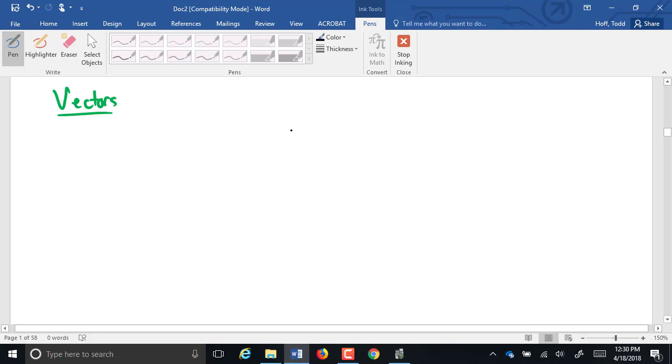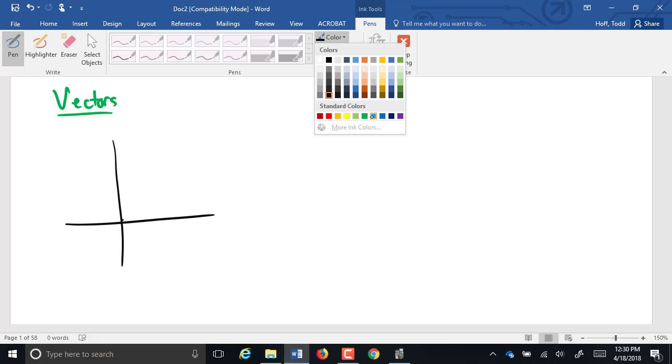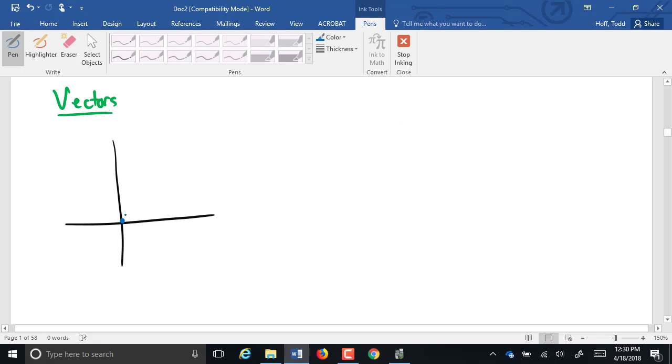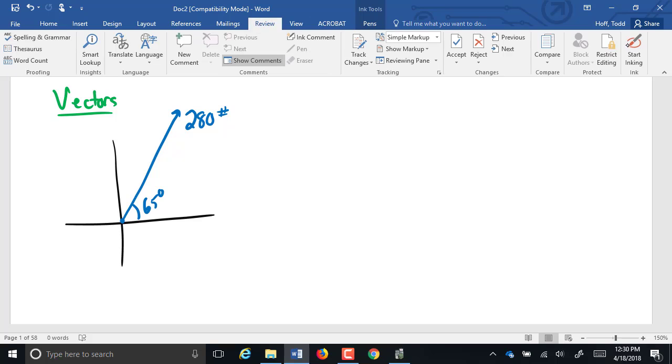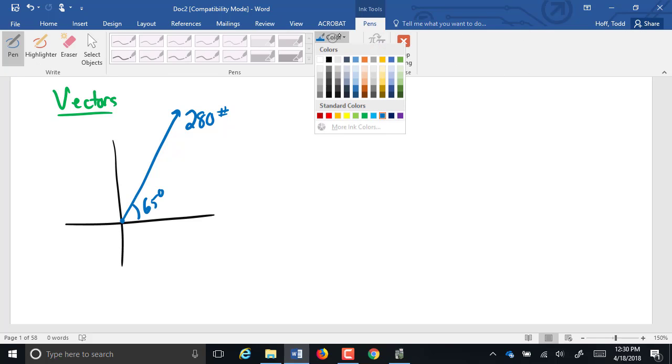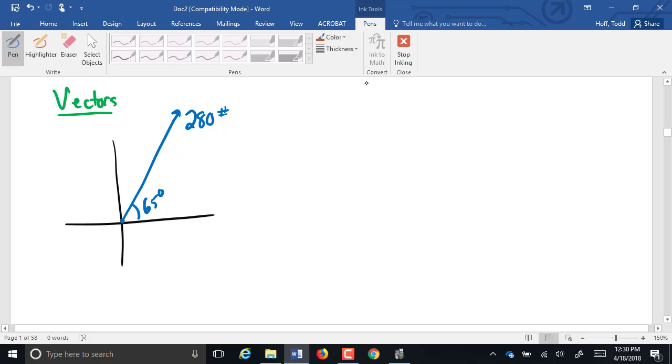So we've got vectors. We talked about that vector being on a coordinate system, having a magnitude and a direction. So let's say this has a magnitude of 280 pounds, and let's give that direction 65 degrees. We want to talk about some properties of those vectors. One of the things is called an inverse.